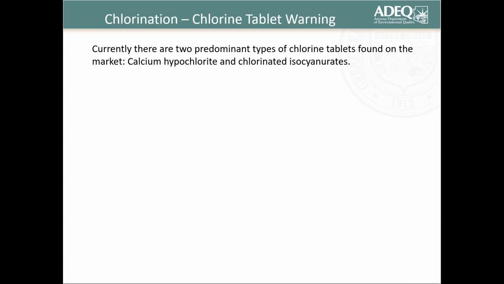So now let's get to my chlorine tablet warning. Currently, there are two predominant types of chlorine tablets found on the market. There's calcium hypochlorite, and there's chlorinated isocyanurates. And they are two very different products.